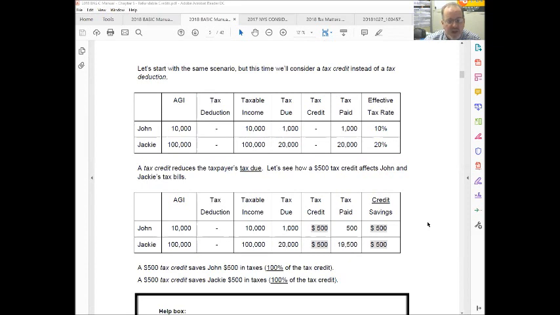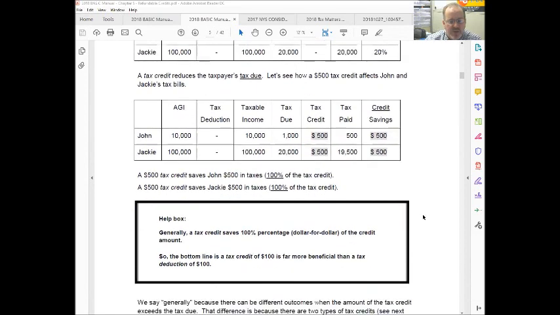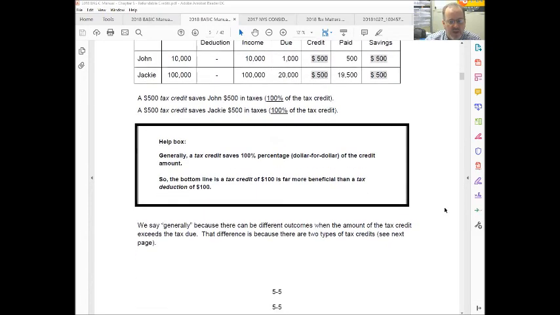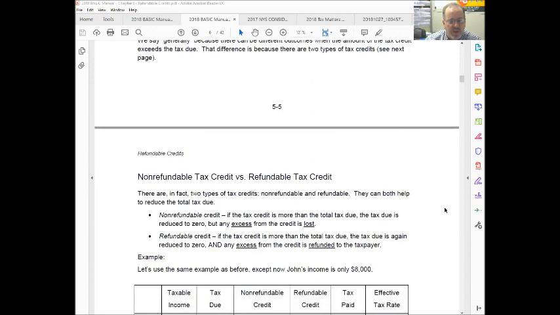All right, so again, a deduction lowers the income before we calculate the tax. A credit eats up the tax bill, and that is where our savings is, okay? So make sure we understand, generally a tax credit is dollar for dollar, and a deduction is a portion, okay? So that's the difference on those two, all right?